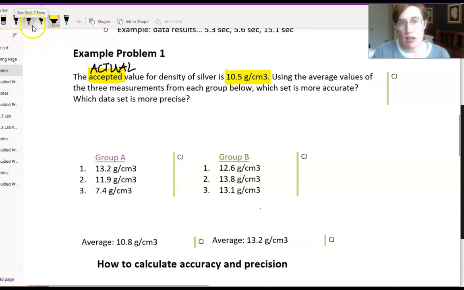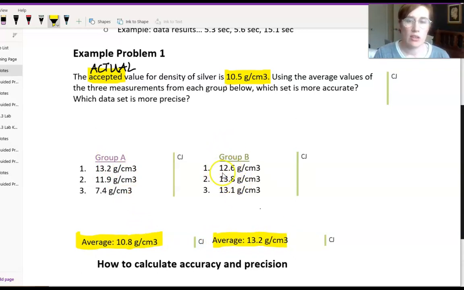We're going to use the average values of these 3 measurements here. Here are the averages for group A and the average for group B to describe whether a set is accurate or precise, which one is which. So let's first look at the data here. Here we have 13.2, 11.9, 7.4. Those numbers are kind of all over the place. So we would say that this data is imprecise because it's kind of all over the place.